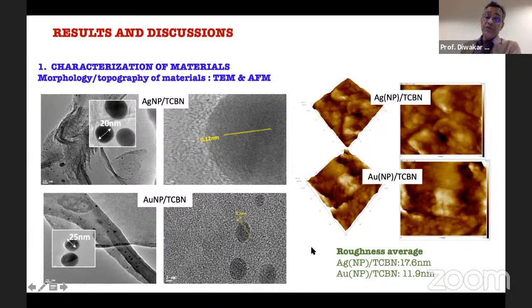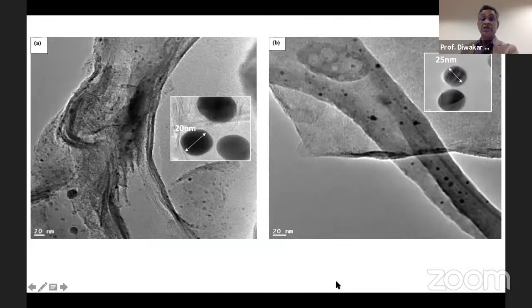And the AFM analysis that we have done was to find the roughness of the surface. Again, we have used the glassy carbon sheet, coated it, and then tried to obtain the surface roughness. The surface roughness for the silver and the gold based films is around 17.6 nanometers and 11.9 nanometers. These are some other TEM images of the powder of these materials.